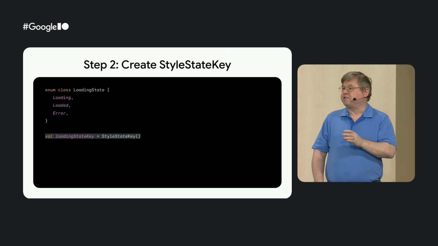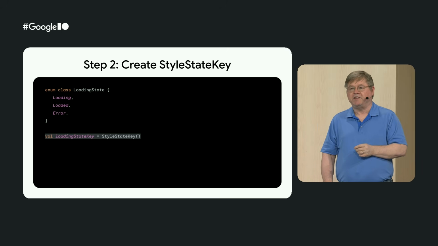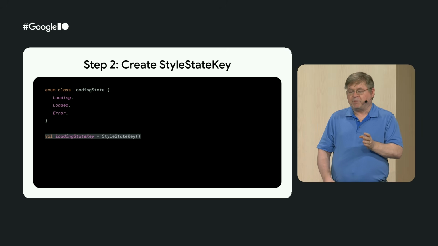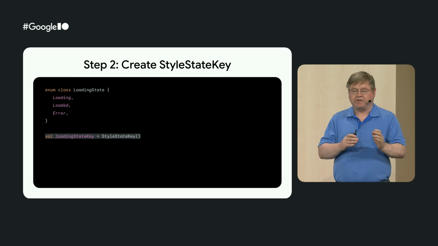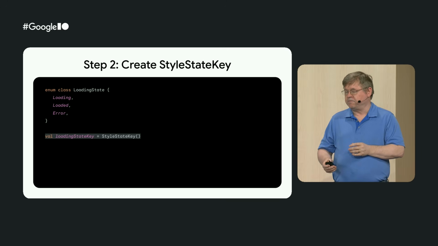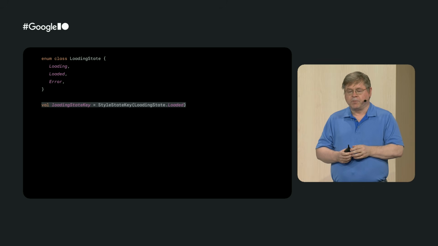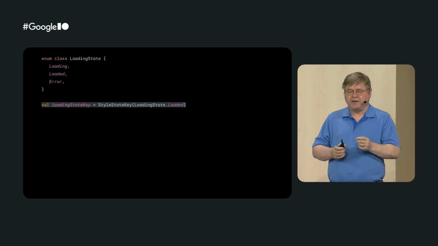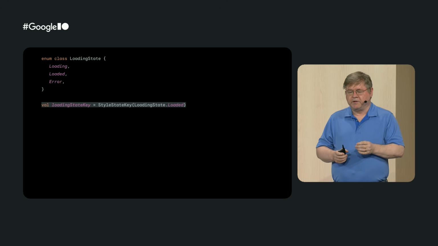Next, we needed to create the corresponding style state key. The key is used by the component to record the current state of the loading state into the style state, and later we'll use that same key to read the style in the state itself. When creating a style state key, you need to provide a default value. This should be the value when the state is not special. In our case, it's when we're already loaded. So we use loading state.loaded as the default.